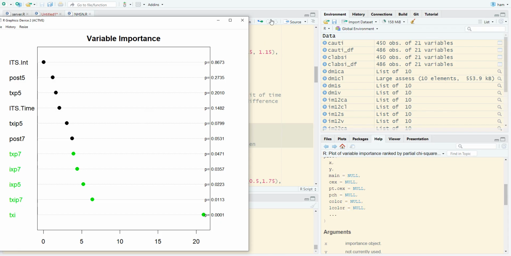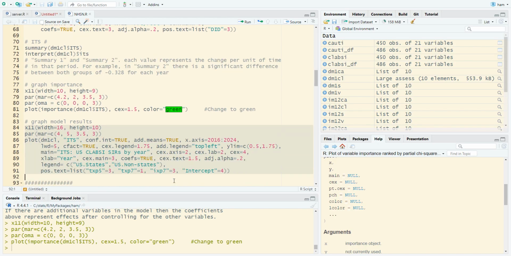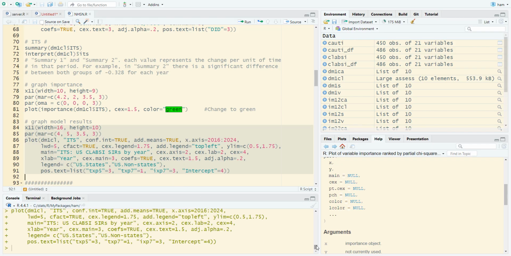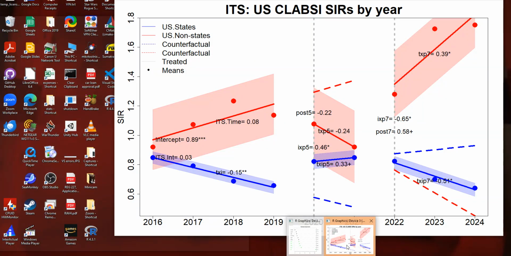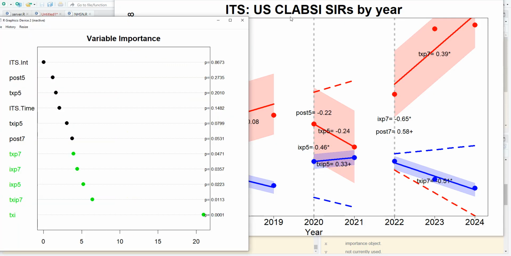So let's go ahead and graph the model summary. I have my commands here for my graph, and I added in some more features so that it can help us view the results better. Okay, so I ran that code. I highlighted it and hit Control R. Okay, let me also put the variable importance up.